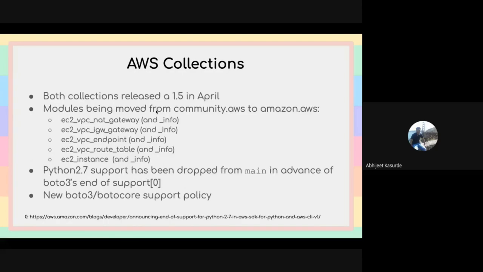So these are the AWS collection updates. Both collections were released to their 1.5 version in April. Then we have these modules which were moved from community.aws to amazon.aws: ec2_vpc_net, ec2_vpc_igw, ec2_vpc_endpoint, ec2_vpc_route_table, and ec2_instance. And all of these modules have their counterparts with fact gathering modules, that is, info modules.